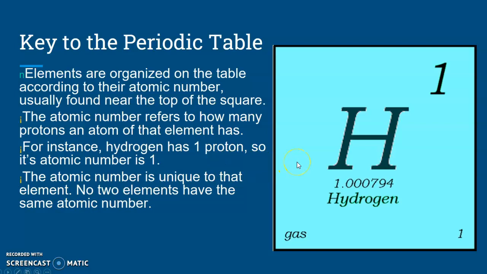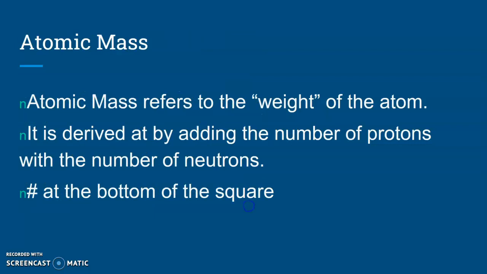So just to review, when you're looking at the periodic table and you see an element like hydrogen here, they're organized according to their atomic number, which is the 1 in the upper right hand corner. The atomic number is the number of protons that an element has. It will never change. So hydrogen will always be 1. The atomic mass will change, that you will see. The atomic number is unique, and no two elements will have the same atomic number. But they can change in atomic mass in isotope form, which we will look at later.